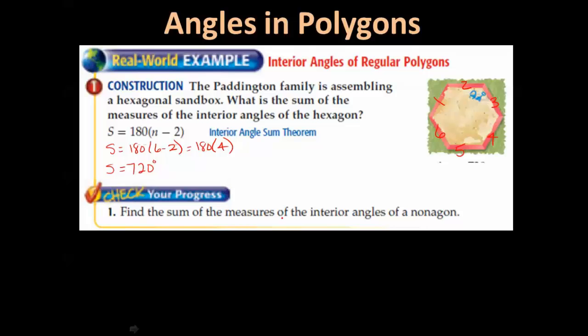Now it says find the sum of the measures for the interior angles of a nonagon. Well, you're going to do it the same way. You're going to plug 9 in for n minus 2. That's going to give you 180 times 7. So 180 times 7 gives you the sum of the interior angles is 1,260 degrees.